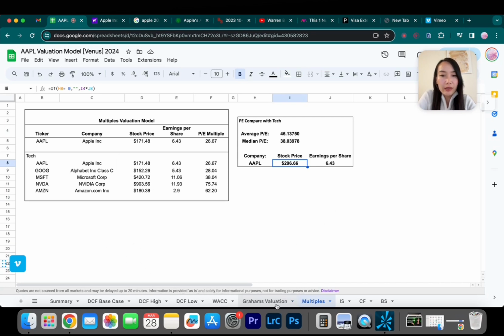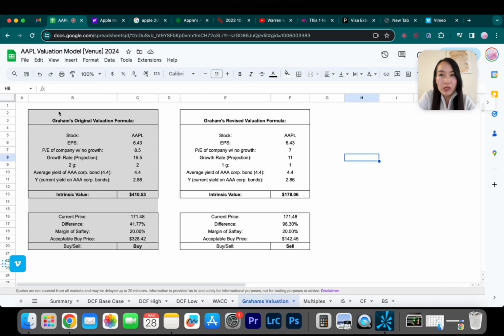And let's take a look at Graham's valuation model. So here I will actually ignore the original Graham's valuation formula because it is very optimistic, and I'll use a revised formula. The key assumption here is the growth rate, taking an 11% growth rate, and this is Apple's EPS, and that will bring us to a $178 intrinsic value. And right now, Apple is actually trading roughly around that range.